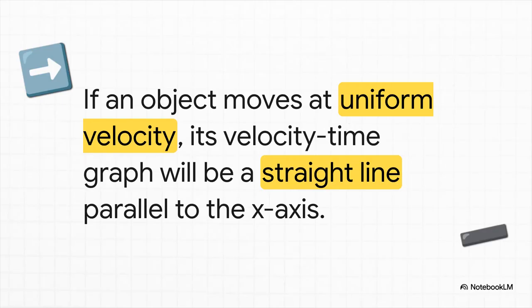Okay, now you got to be careful here. This is a classic trap. A flat horizontal line on this graph does not mean the object is stopped. Not at all. It means its velocity isn't changing. It's cruising along at a perfectly constant speed in a constant direction. In other words, zero acceleration.